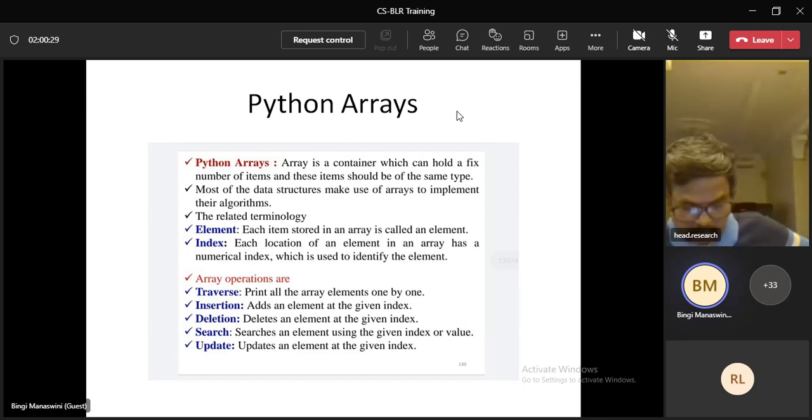@gmail.com. And some of the array Okay, operations thanks. are I will add you in the traverse, WhatsApp group. which is used to print This is your elements one WhatsApp by number.